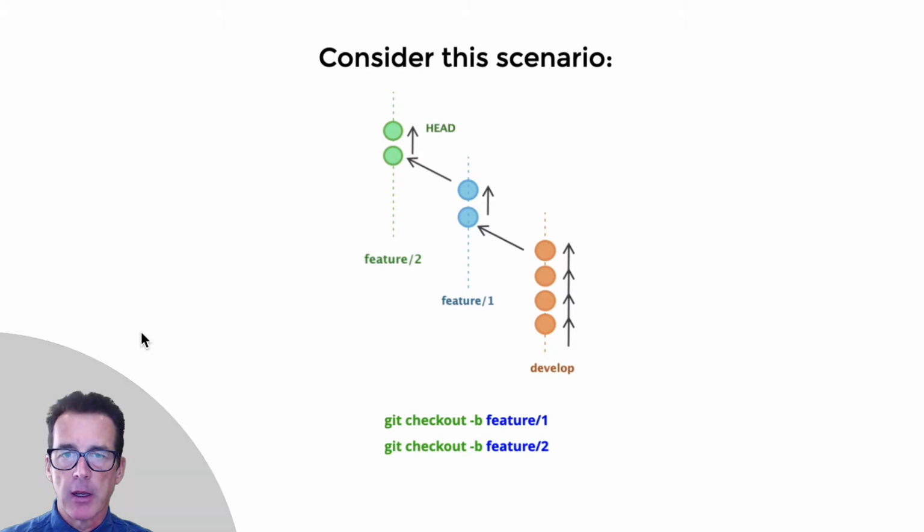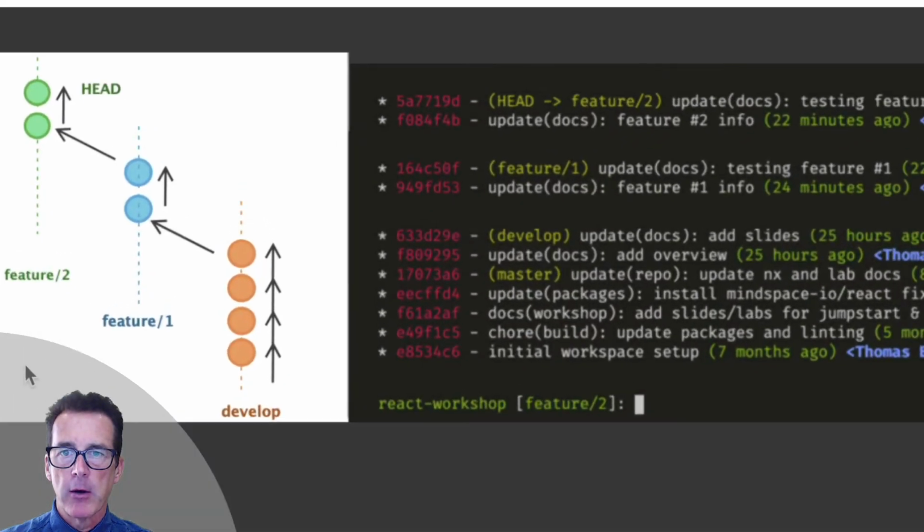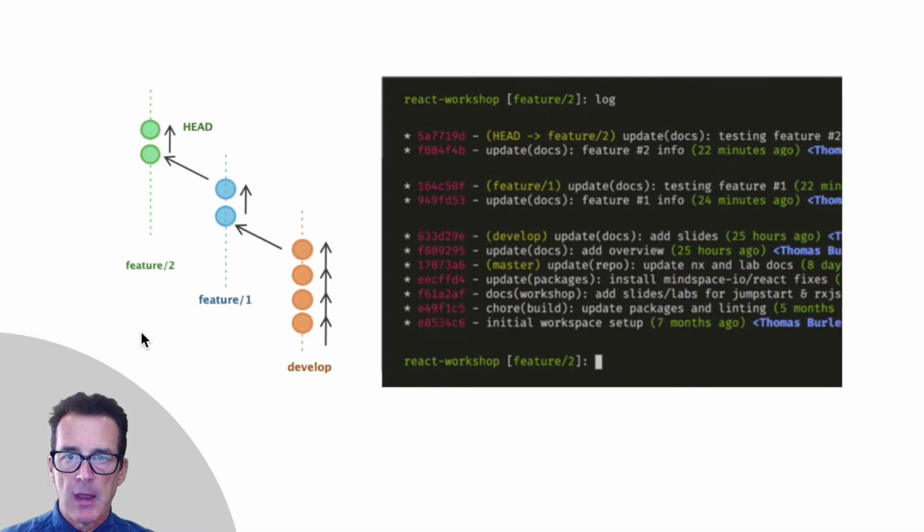Now let's take a look at how the git log matches this illustration. So here our git log shows that our current HEAD is on feature 2, and feature 2 is based on the branch feature 1, which is based on the branch develop, which is based on master. And this reveals the problem. Feature 2 should not be based on feature 1. Feature 2 should be based on develop.